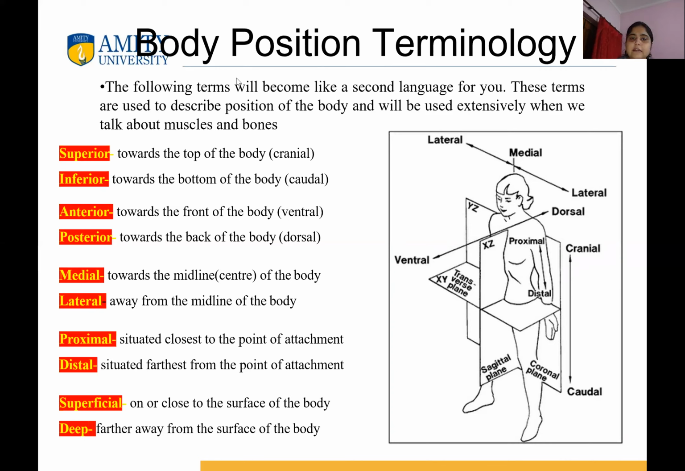Third is the anterior, towards the front of the body. We also call it ventral. Posterior, towards the back of the body. We also call it dorsal. Medial, towards the midline, center of the body. Lateral, away from the midline of the body. Proximal, situated close to the point of attachment. Distal, situated farthest from the point of attachment. Superficial, which is close to the surface of the body. Deep, which is farther away from the surface of the body.